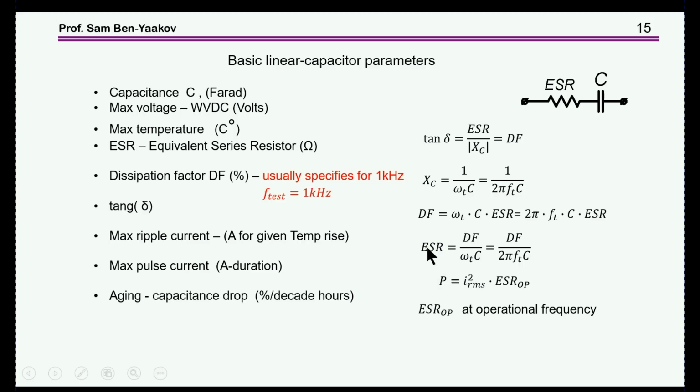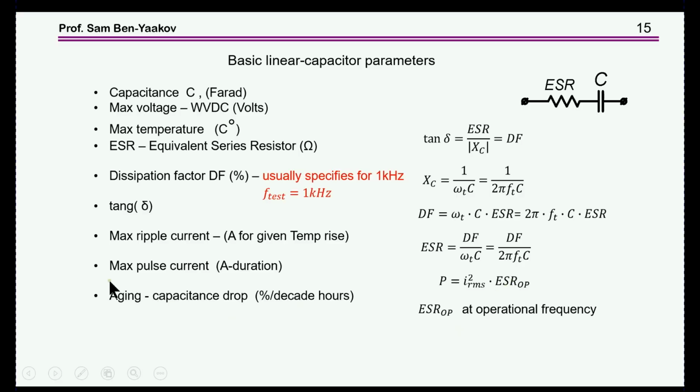Many times in a capacitor, the vendors are giving the dissipation factor, and then you can just divide it by this. You have to, again, be careful that this is 1 kilohertz, not your operating point. Otherwise you'll get a very small number, which is unrealistic. Now, losses, of course, are represented by the dissipation of this virtual resistor, and they are the square of the RMS current times ESR at the operating point.